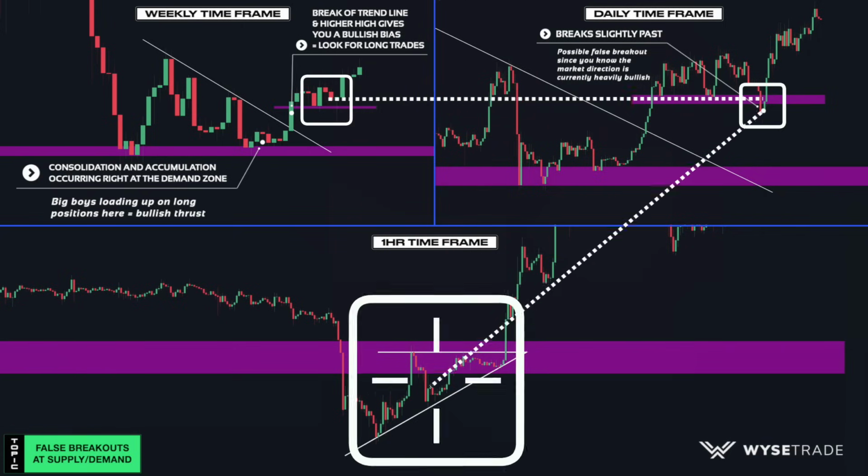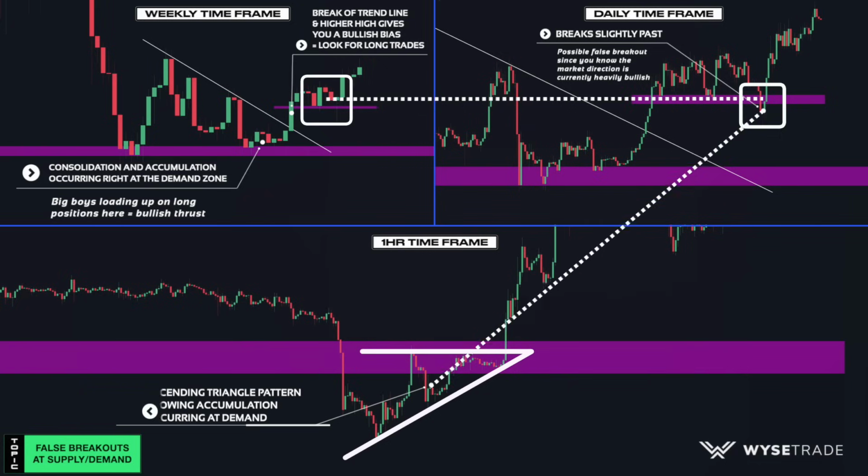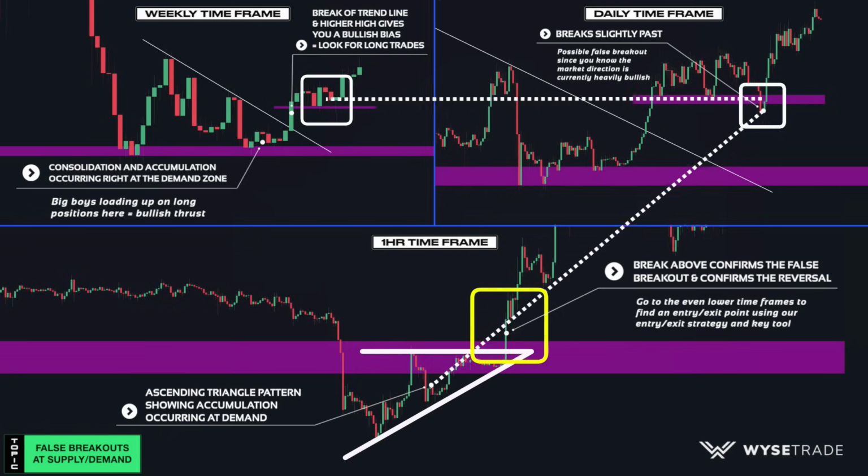So when you look inside of this false breakout area, but on the 1 hour time frame, you had an ascending triangle pattern. And once it broke above with a higher high, this signals a trend change from a downtrend to an uptrend and confirms the false breakout from the daily time frame. You would then go to the even lower time frames to look for a long entry point using our entry and exit strategy and key tool. So moving on.